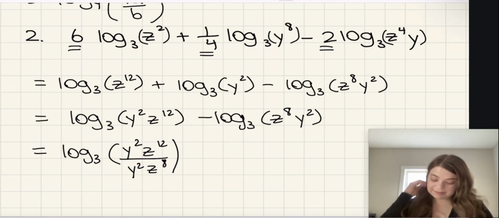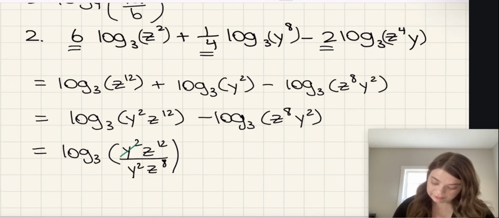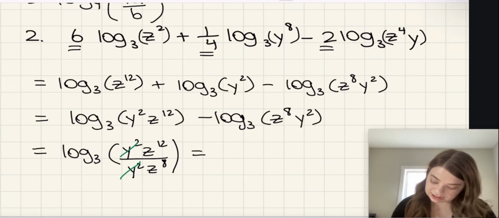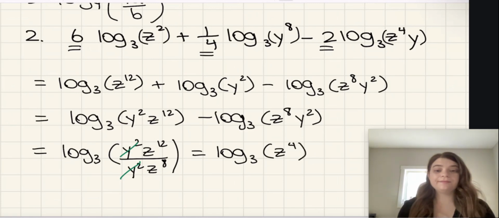Okay, and then we can simplify this a bit further. These can cancel out, and then recall that z to the power 12 over z to the power 8 would be z to the power of 4. The reason for that is because whenever we divide two powers with the same base, we subtract the powers. So this is just equal to log with a base 3 of z to the power of 4. And there we go. There's our simplified version of this. We could put the 4 out front if we wanted, and another correct answer would just be to say 4 times log with a base 3 of z, and that works too.